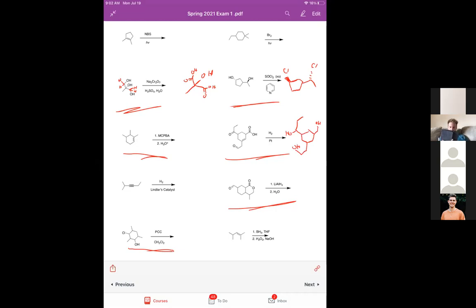This MCPBA and H3O+ always gives us anti-addition of alcohols. This is also covered in chapter 8, but it's also on here, so I figured I'd just touch on it.